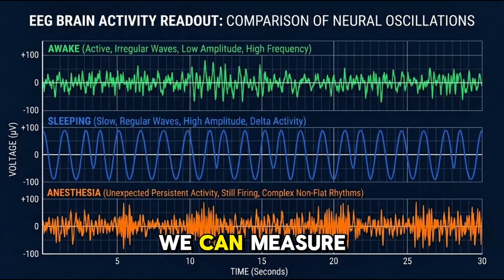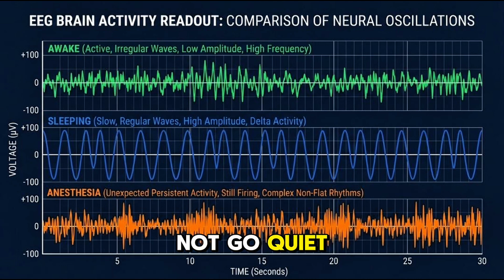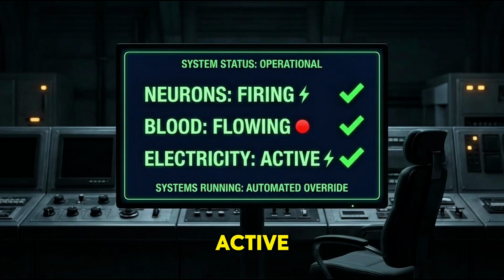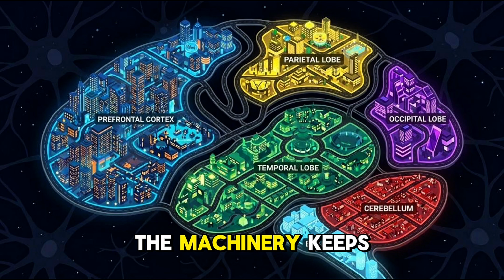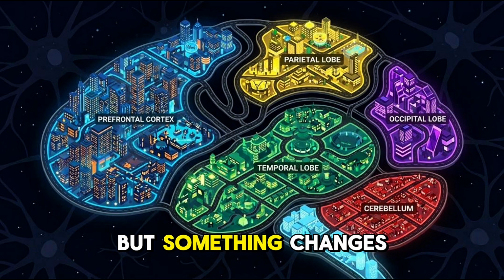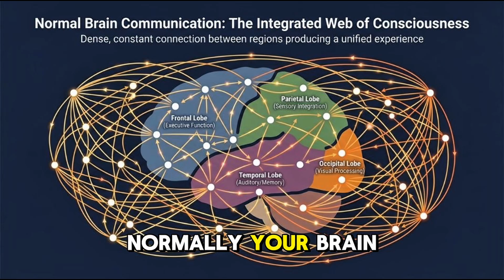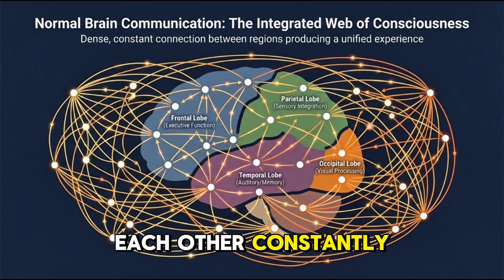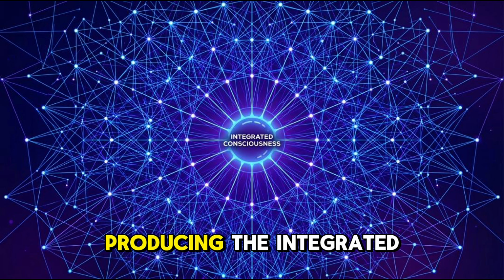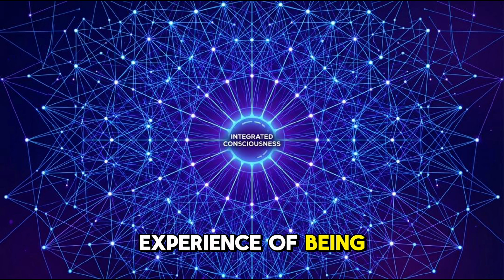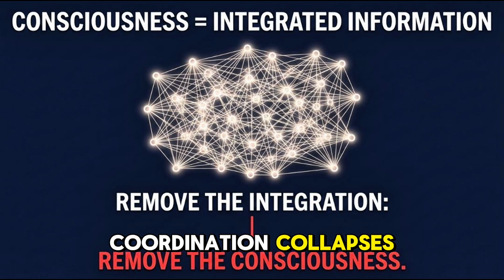Here is what we can measure. Under general anesthesia, the brain does not go quiet. It stays electrically active. Neurons keep firing. Blood keeps flowing. The machinery keeps running. But something changes in how the parts communicate. Normally, your brain regions talk to each other constantly, a dense web of coordinated electrical signals producing the integrated experience of being conscious. Under anesthesia, that coordination collapses.